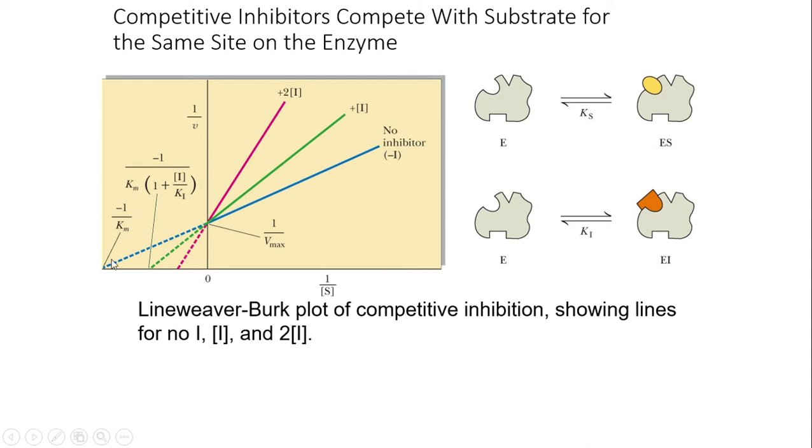However, minus 1 over the Km does change. So the Km apparent is increasing, because as you increase inhibitor, that value decreases. So that reflects an increase in the apparent Km. This can be overcome, and we can do that by increasing the substrate concentration.